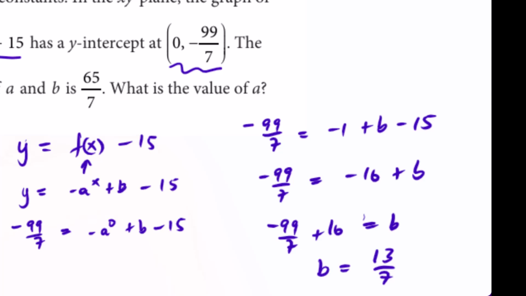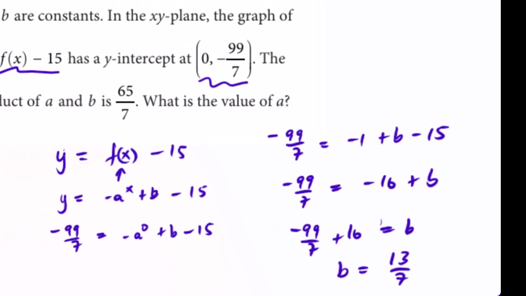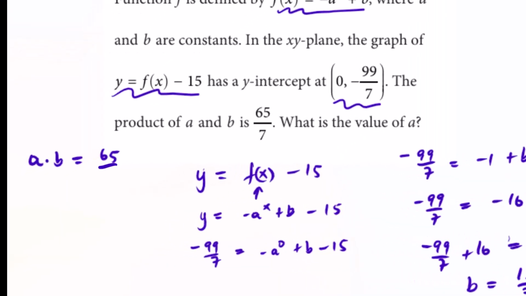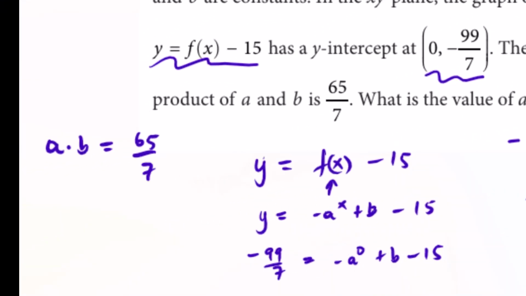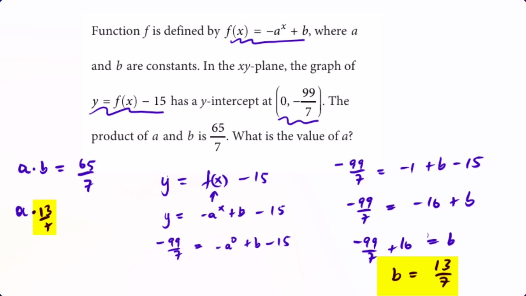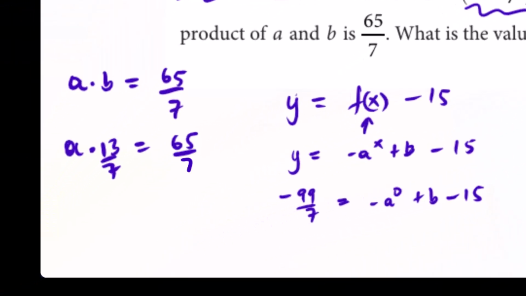Now the final thing here is that they told us that the product of a and b is 65 over 7. So a times b is going to be 65 over 7. All I need to do here is plug in 13 over 7 for b. So this is going to be a times 13 over 7 equal to 65 over 7.